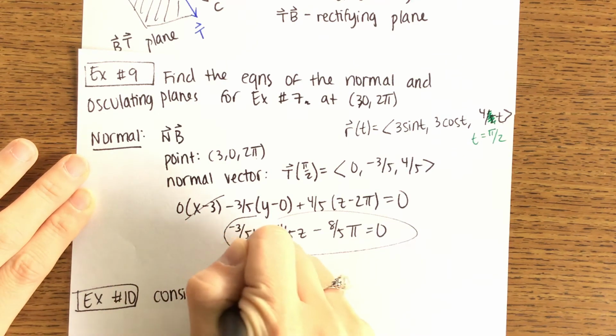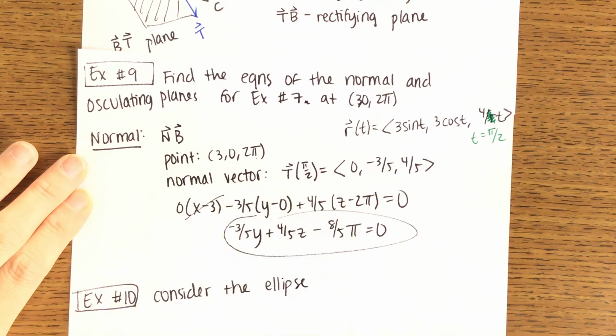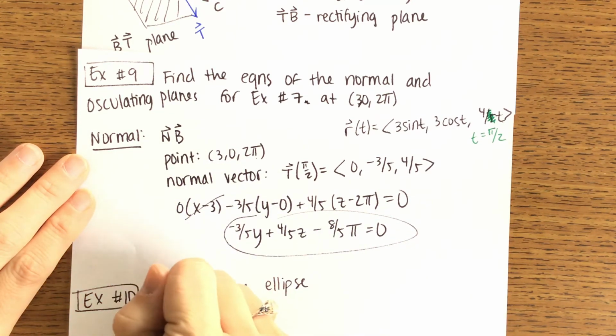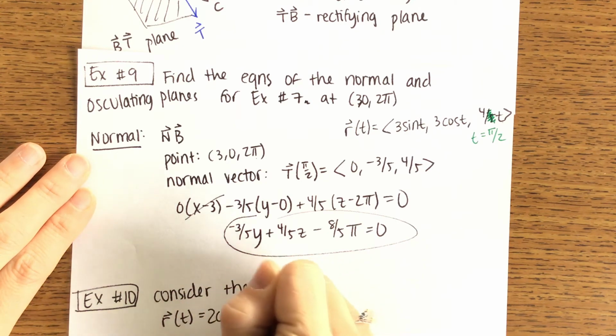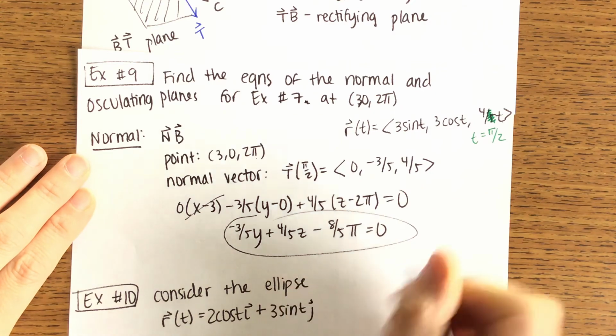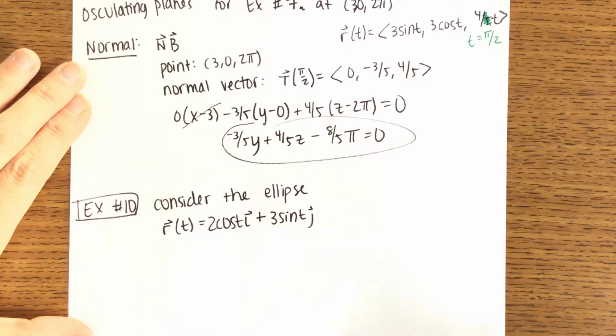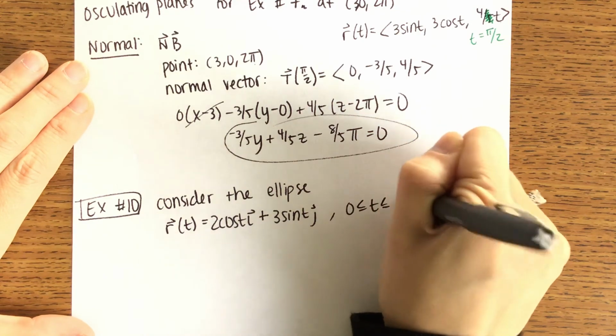Okay, let's consider this ellipse. The ellipse that is given by the equation r of t is equal to 2 cosine t i plus 3 sine t j, and we're saying that t is between 0 and 2 pi.